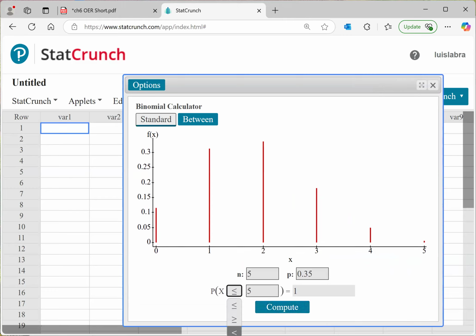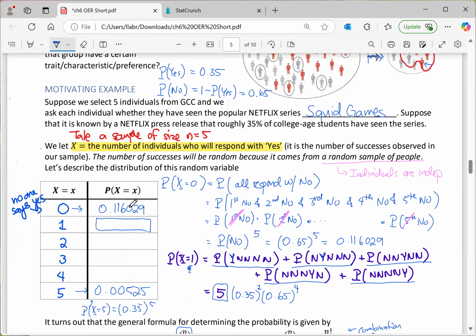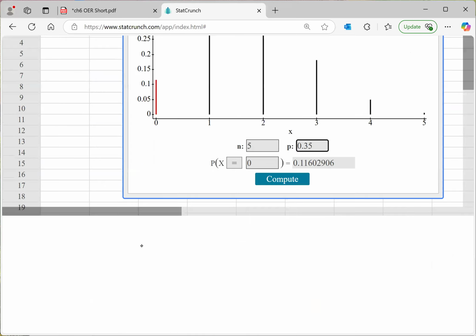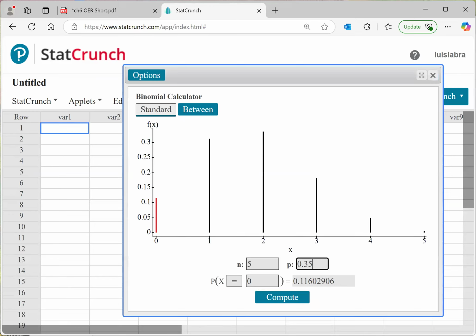But if I mess with this, change the equality to, for example, 0 and press enter, look at that number, 0.0116029. So this is what I did by hand, and you can see how StatCrunch did it, but just much more easily because it's using that formula. So that's what the little applet here does. If you know n and p, it just uses the formula. You see the number of successes, the possible values for the random variable, at the bottom down here.